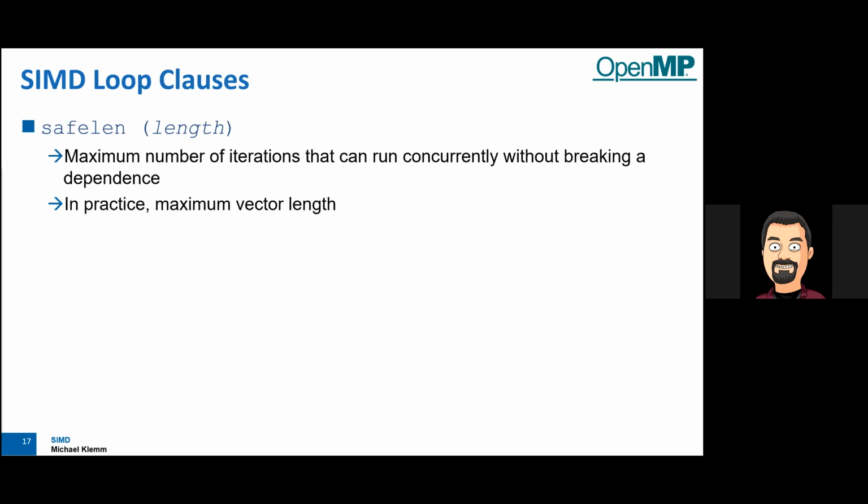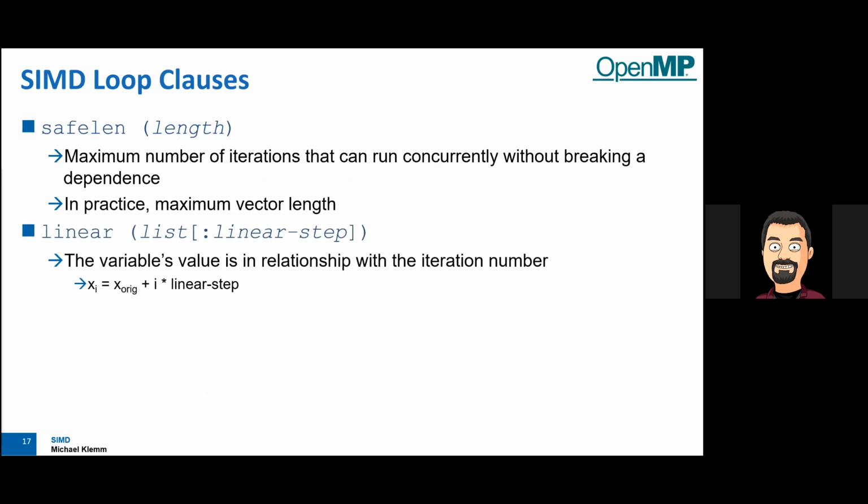Safelen, if you go back to me saying that you can vectorize something up to the shortest distance of a dependency, this is where the safelen clause comes in, where you can specify, yep, I have a data dependency in my loop. I'm telling the compiler this is the distance of the vector dependency, and you can vectorize up to that amount of elements in a vector register.